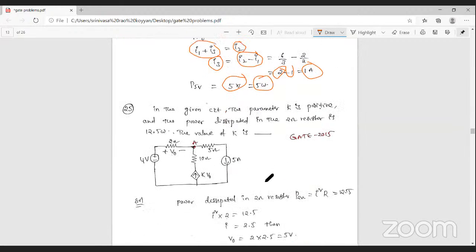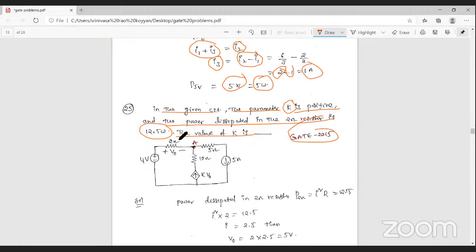Okay, next one, GATE 2015. Next problem 25. From the given circuit, to find out the parameter K, K is positive, K value find out చేయాలండి. But one hint is given. What is the hint here? The power dissipated in 2 ohm resistance is 12.5 watts. Then what is the value of K?